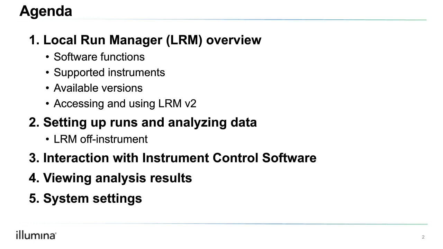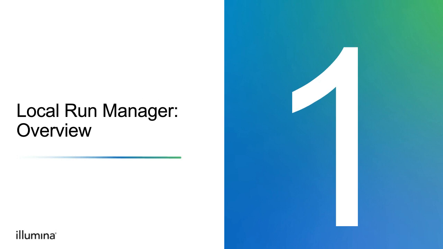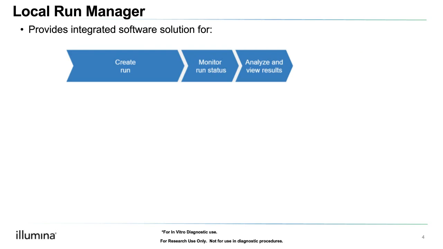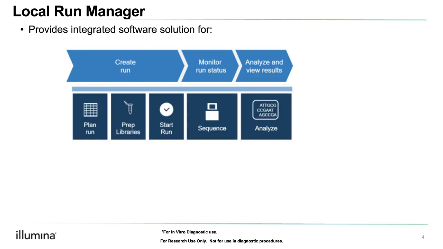Let's talk about the Local Run Manager overview. Local Run Manager provides an integrated software solution for creating the run, monitoring run status, and analyzing the data. The general workflow is, first, we plan the run in Local Run Manager. You can select the analysis module in Local Run Manager, and then we prepare the library and start the run from the control software. You can select the run that you just created in Local Run Manager. Once sequencing is complete, Local Run Manager provides the analysis for the run data.